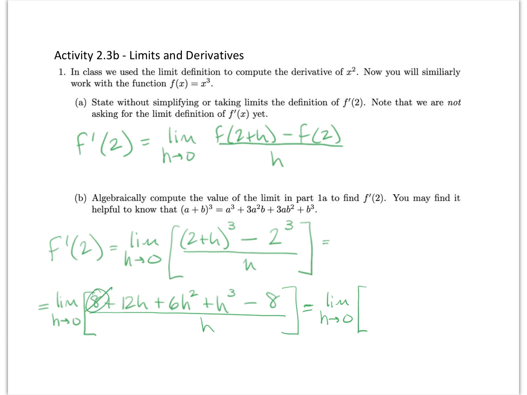My 8's are going to go away. I have a positive 1 and a negative 1. And I still can't plug in h equals 0 because I get 0 plus 0 plus 0 over 0, right? Still have a division by 0, which I don't like. So instead, I'm going to notice that every term in my numerator has an h in it. So I can factor it out and cancel with the denominator. So this is going to be h times 12 plus 6h plus h squared, all over h. My h's cancel. And then when I plug h equals 0 in for the remaining h's, I just get 12.